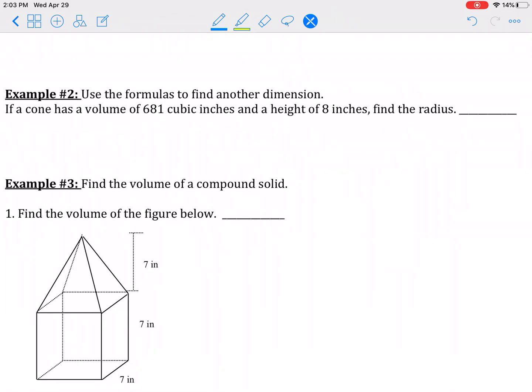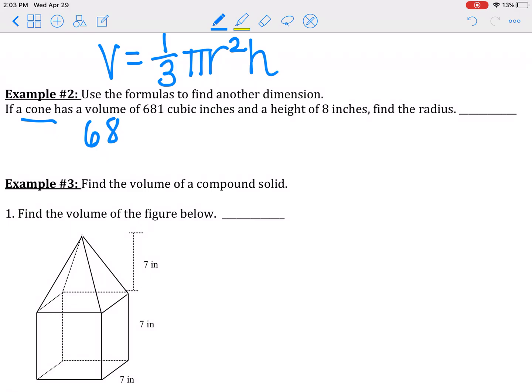So, this one says, use the formulas to find another dimension. If a cone has a volume of 681 cubic inches and a height of 8 inches, find the radius. Well, we're dealing with a cone, so I'm going to write my volume formula for a cone up at the top. So 1/3 pi r squared times the height. And plug in everything you have. So let's see, the volume is 681. And then we have 1/3 pi r squared. It looks like the radius is what we're finding, times the height, so times 8.